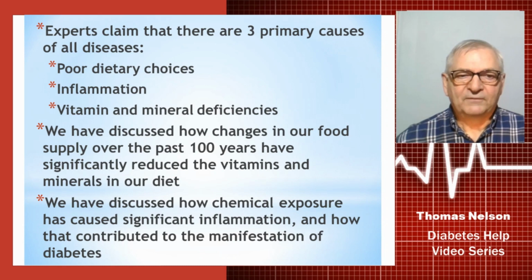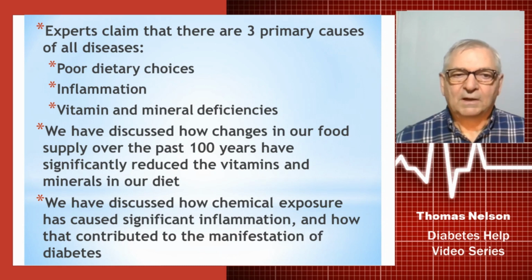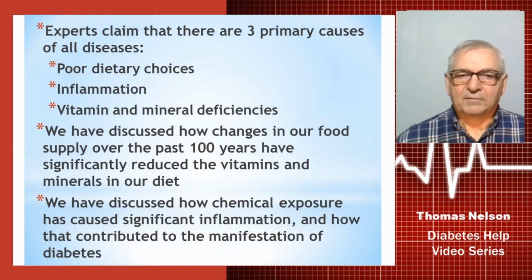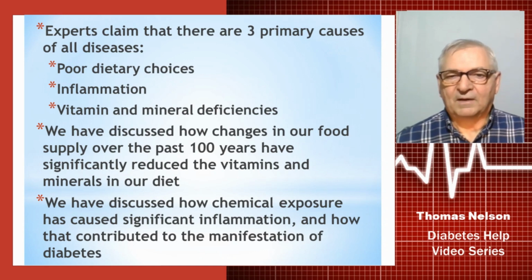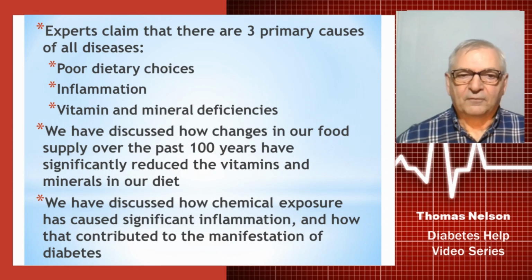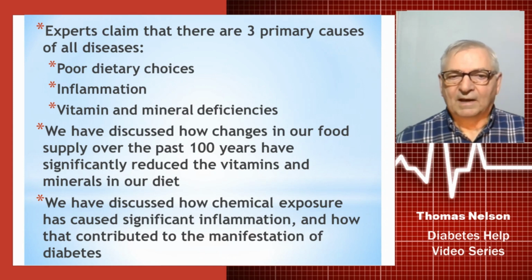diabetes. So we've discussed how changes in our food over the last 100 years have significantly reduced the vitamin and mineral content of the diet. Remember the genetically modified foods, the conglomerate farming, the harvesting early, the high temperature cooking, and so on and so forth. We also discussed how chemical exposure caused significant inflammation and how that contributed to the manifestation of diabetes.